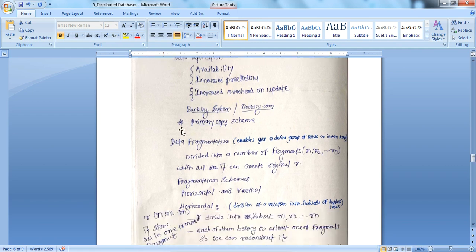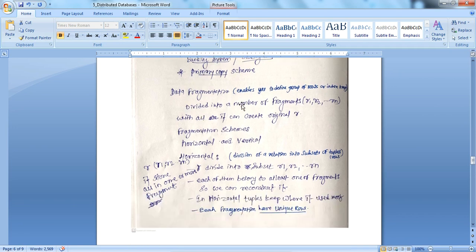Now the primary copy scheme. It is simply the concept where we have one main copy, which we call the primary copy scheme. Whenever we update, the primary copy has high priority to be updated and maintained consistently.